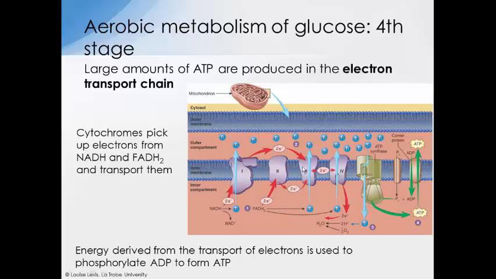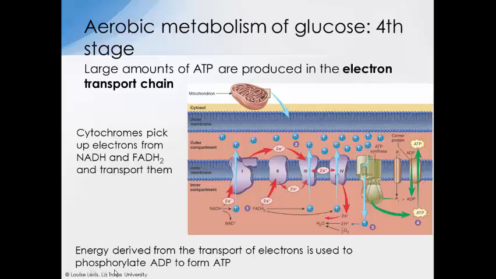These purple structures shown here are proteins called cytochromes, and their function is to pick up electrons from the hydrogens associated with the NADH and the FADH. Then the cytochromes transport those electrons along the electron transport chain, and energy is derived from the transport of these electrons, and it's used to phosphorylate ADP to form ATP.